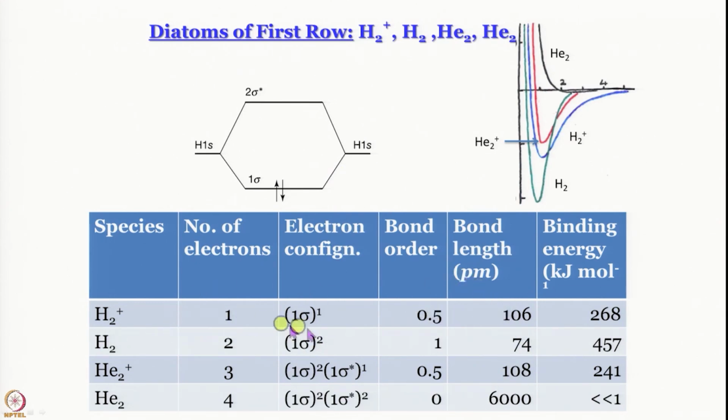So, H2 plus has a bond order of 0.5, that is not very difficult to understand, we know what bond order means. Bond length is 106 picometer. Binding energy in kilojoule per mole is 268.